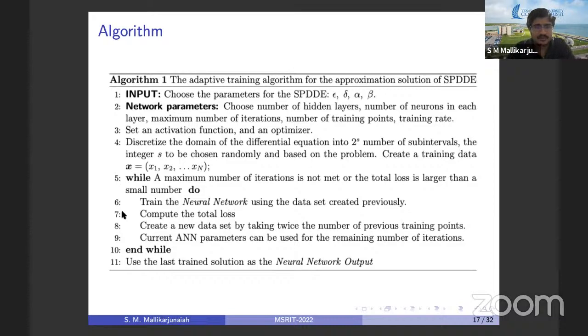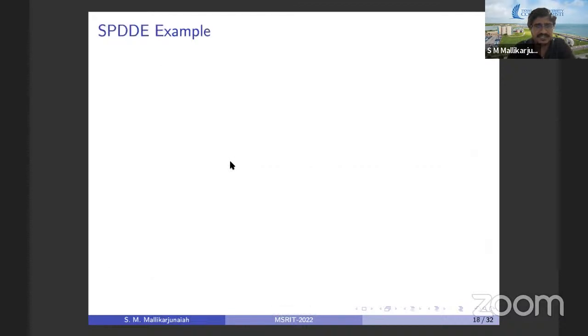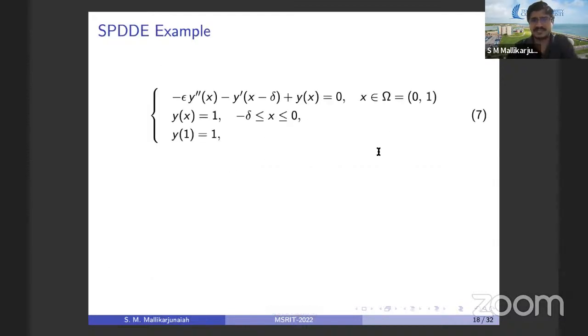Okay, now we have implemented this. Let us take an example. I'm going to take the example given in equation number 7. I took 0 as my right hand side. I took a second order SPDDE with layer term delta, and I took the boundary conditions also given in the last 2 equations.